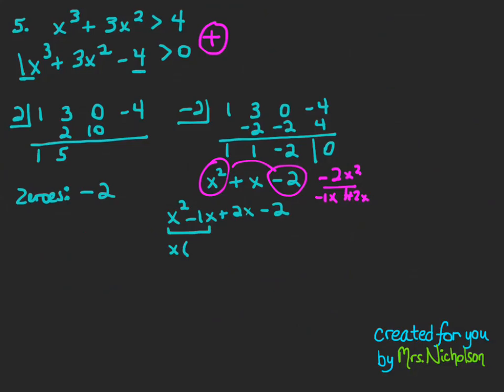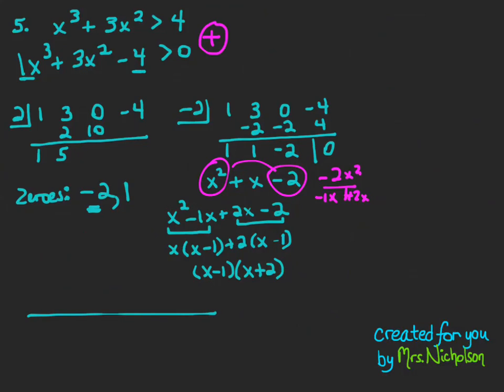Out of the first group, I can factor an x, and I'm left with x minus 1. Out of the second group, I can factor a 2, and again, I'm left with x minus 1. And so my factored form here is x minus 1 times x plus 2. And so the zeros that I get from that: from x minus 1, that gives me a zero of positive 1. From x plus 2, again, I get negative 2, which is already on my list. So if we were graphing, this would be like a double root. But we're not graphing. We're just looking for positive and negative intervals.